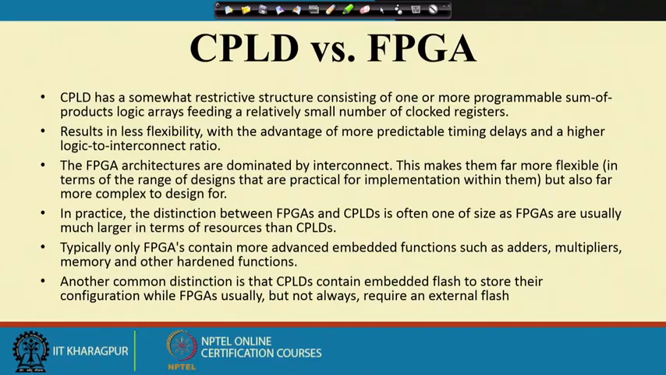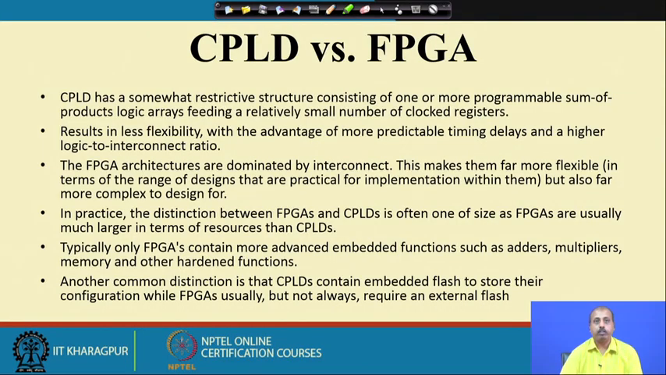There are two types of logic devices that come under this field programmable capability. One is known as CPLD, or complex programmable logic device, and another is called FPGA, or field programmable gate array. Out of these two, CPLD has a somewhat restrictive structure consisting of one or more programmable sum of products logic arrays feeding a relatively small number of clocked registers. In CPLD the basic structure will be something like a two level structure. A sum of product type of logic array will be there, and OR planes will be there, and they will feed some number of clocked flip flops.